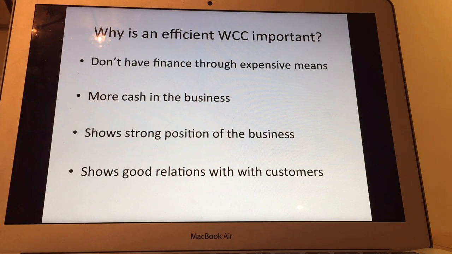Finally, it shows a good relation with the customers. If a good relation with customers is there, it means you can slightly push the boundaries on how long you're going to pay and how quickly you can be paid. Obviously, as mentioned before, if it takes a while to pay your suppliers, and customers pay you quickly, it means it's going to be a lot less financing through expensive means for the company itself, keeping these costs down, meaning they can be spent on other areas. For example, widening and expanding the business, which is an important part of every business.